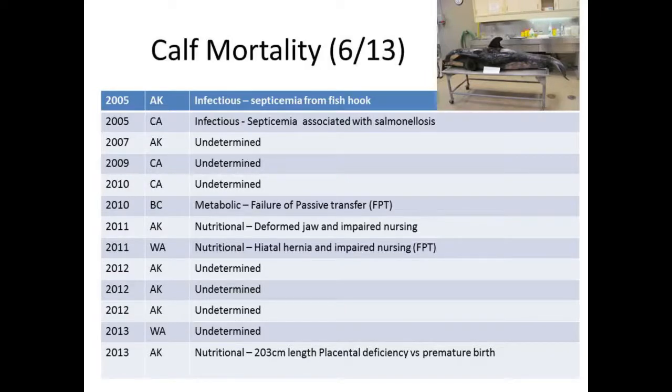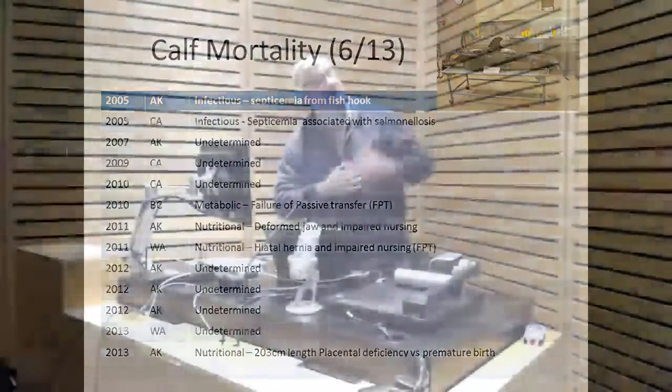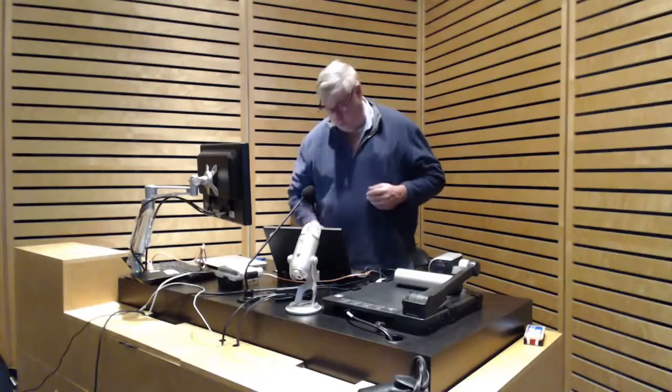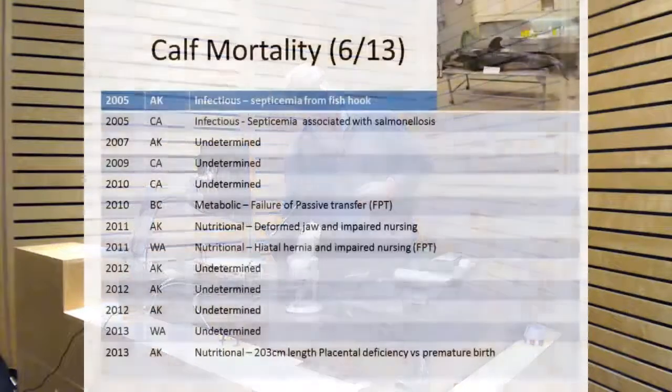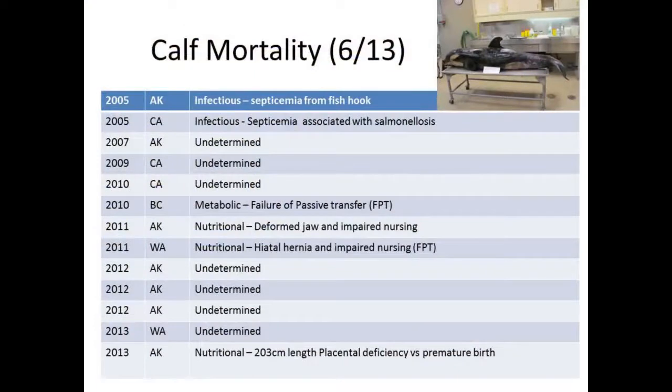Proximate may be what set the animal up to a particular disease, whereas the immediate may be something that's supervening or secondary to that inciting cause. So in this calf mortality, you see infectious disease. This one from Alaska was because it had ingested a fish hook. Oh, I'm sorry, I might have skipped a slide. Oh no, this is one where an animal had ingested a fish hook that impaled the pharynx, or the back of the throat, and subsequently resulted in a septicemia or bacteremia. The second animal on the list from California is quite interesting.